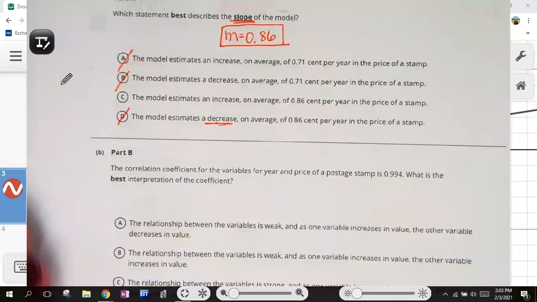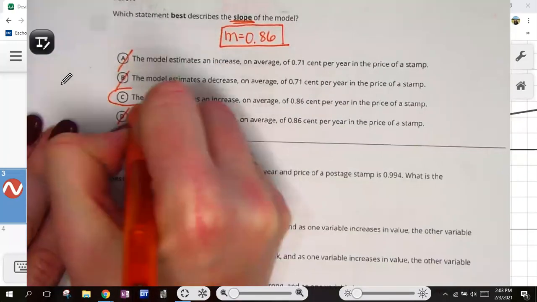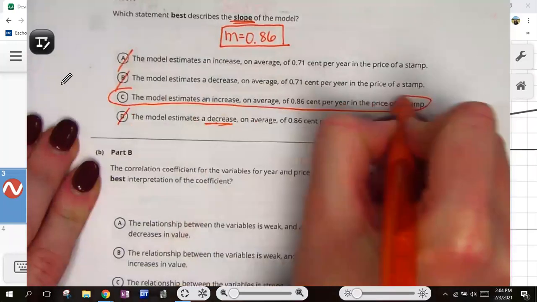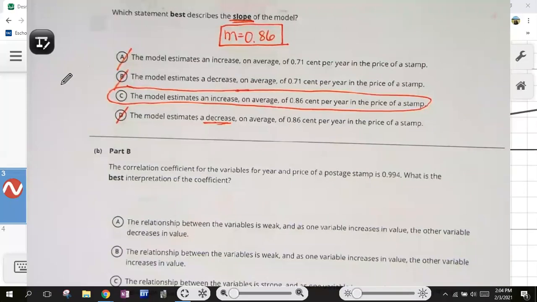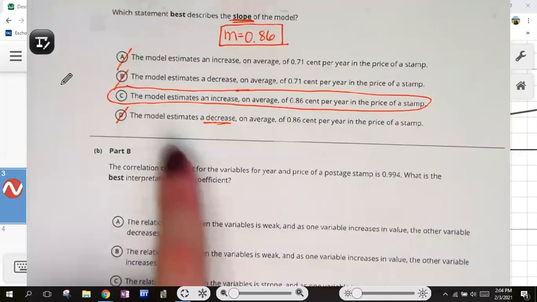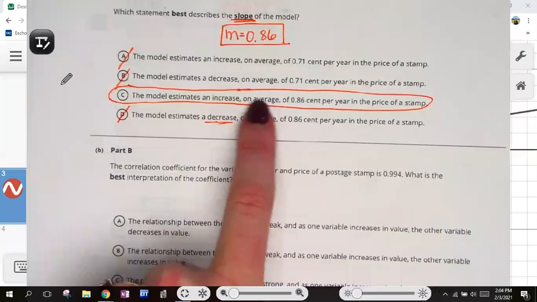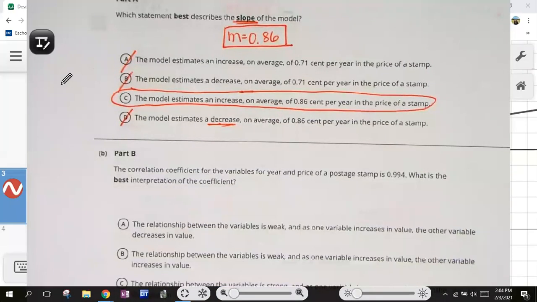So that leaves us with what? C. Definitely expect a question like that where you have to interpret the slope. So basically it's saying the model estimates an increase on average of 86 cents per year in the price of a stamp.